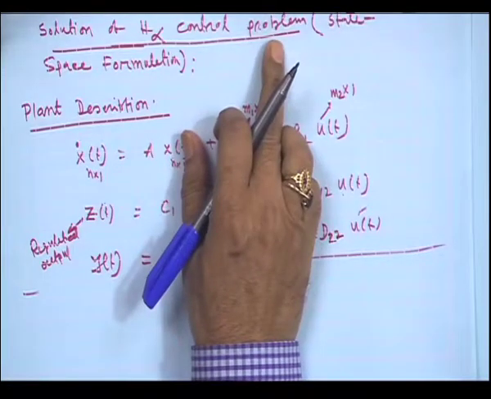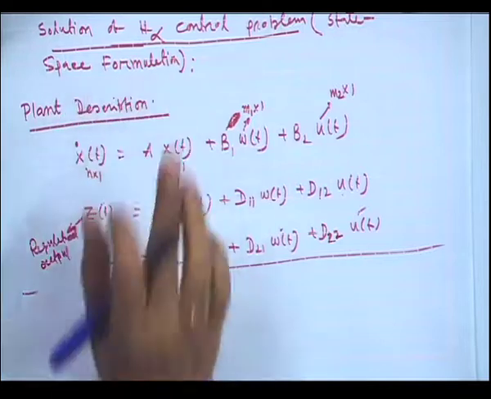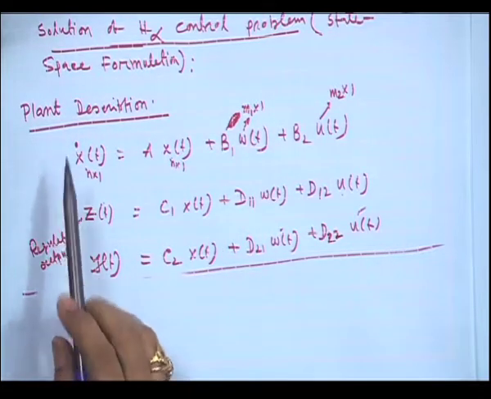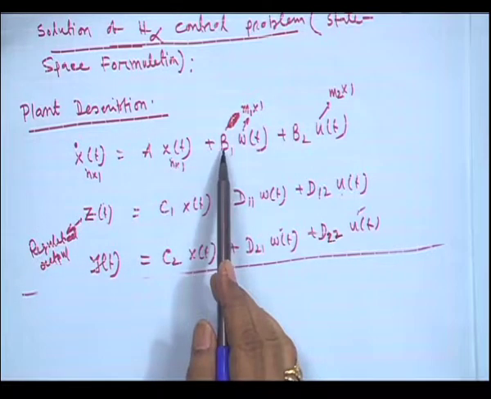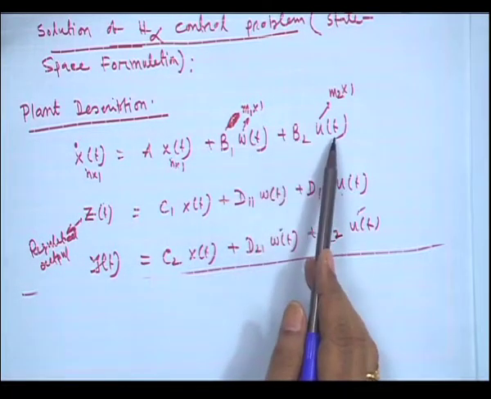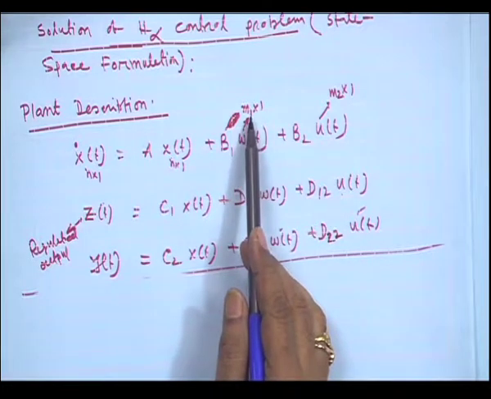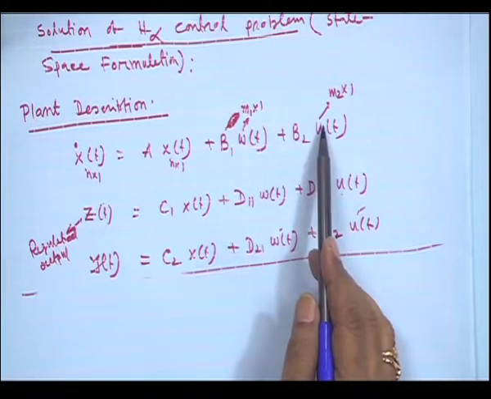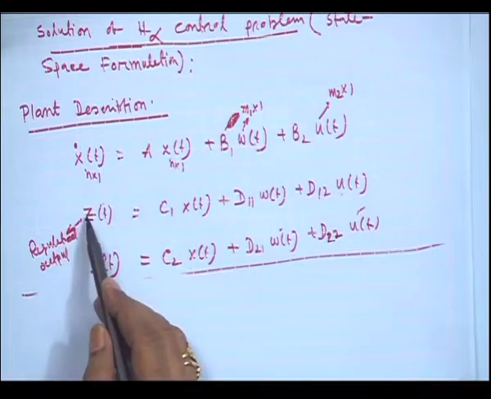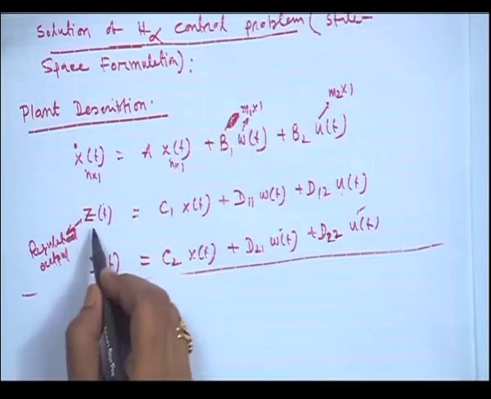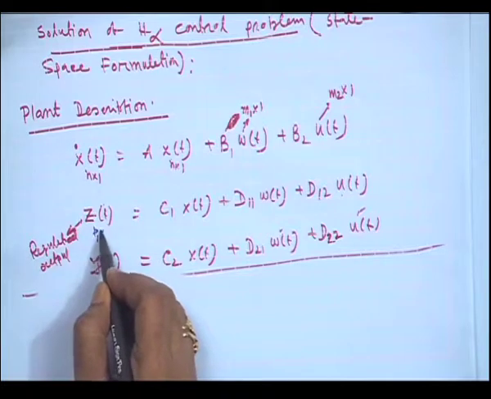So, last class we discussed the solution of the H infinity control problem, the state space formulation framework. Our plant description is x dot equals A x plus B 1 W plus B 2 U. W is the exogenous input whose dimension is m 1 cross 1, and U is the control input whose dimension is m 2 cross 1. And Z is the regulated output whose dimension you can write as p 1 cross 1.